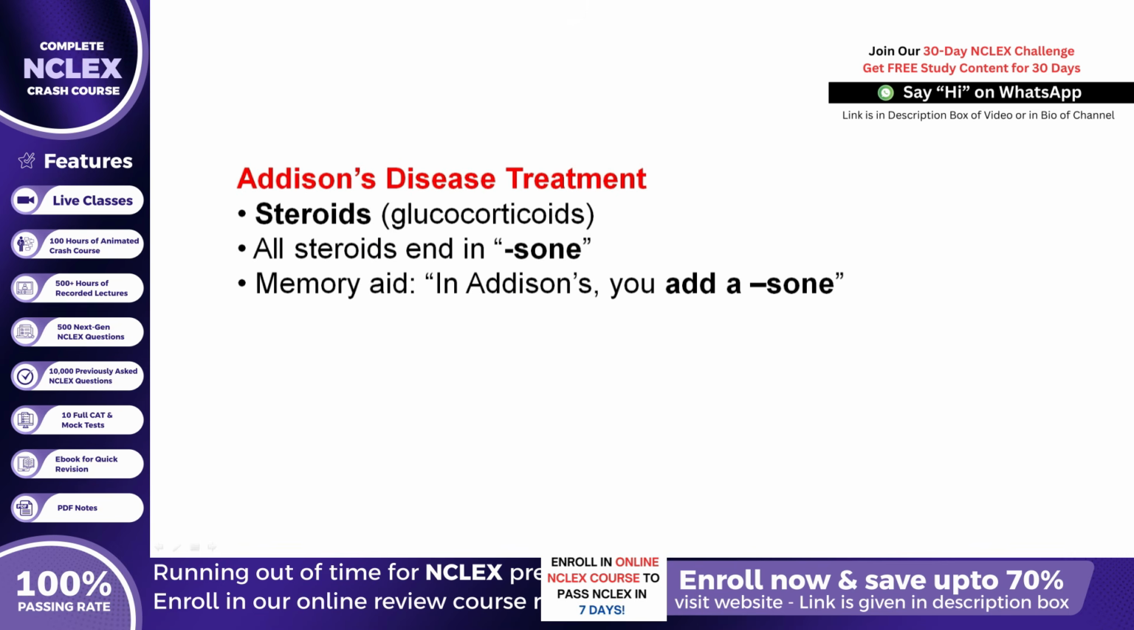glucose. Next, when we discuss the treatment for Addison's disease, we start by recognizing that steroids, specifically glucocorticoids, are the primary therapy. As you continue to recall this, all steroids end in the suffix "-sone", and an easy memory aid here is that in Addison's, you add a "-sone".